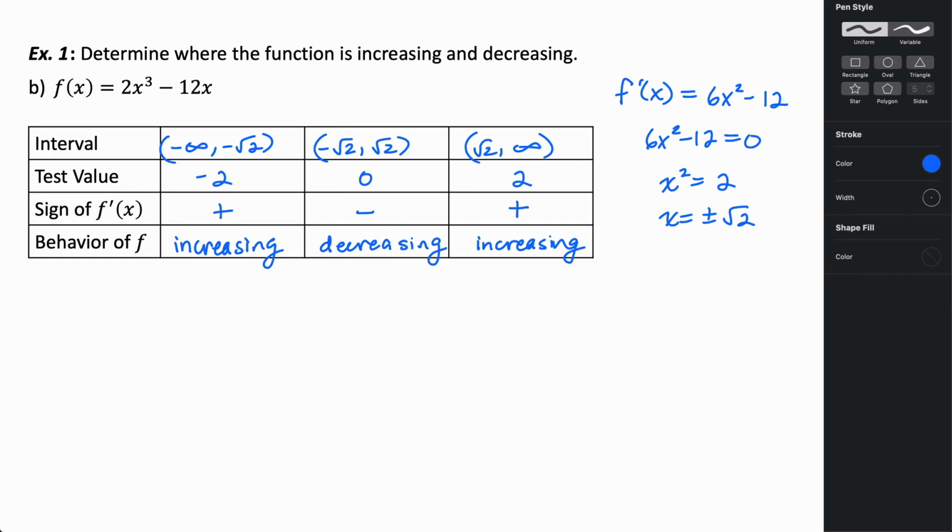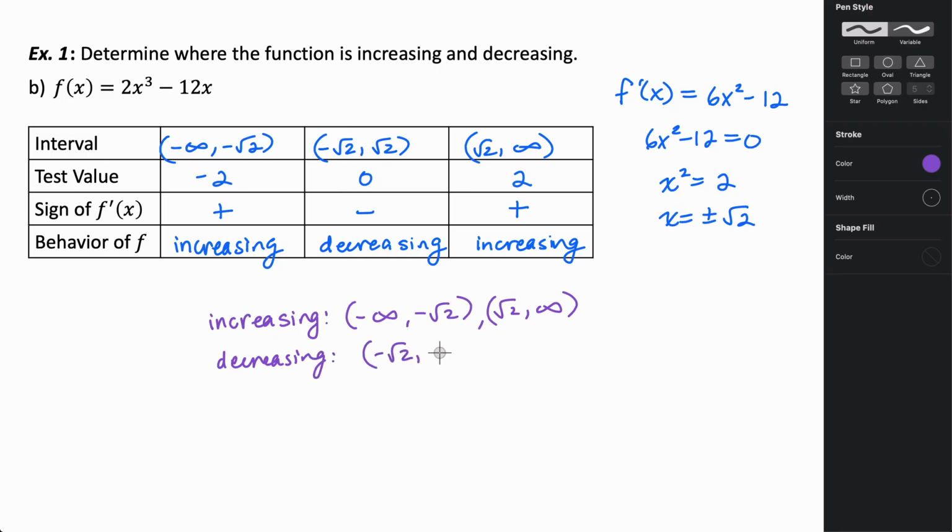So again, we need to summarize our results. So we can say our function increases on the interval from negative infinity to negative rad 2, and then also from rad 2 to infinity, and it decreases in between those, so from negative rad 2 to rad 2. Okay?